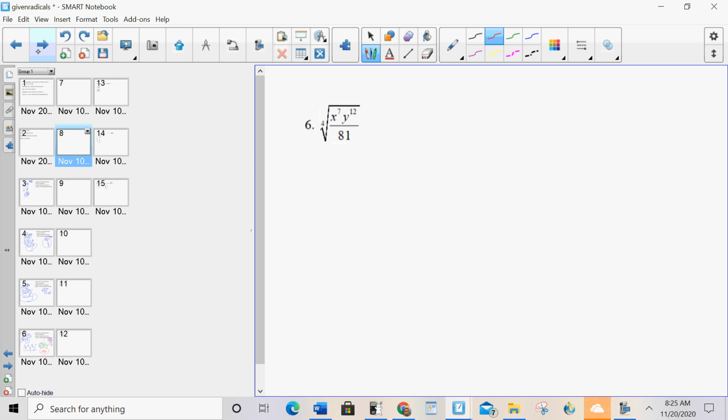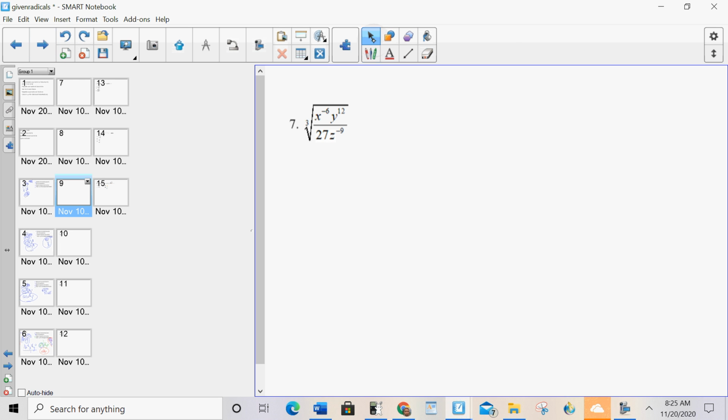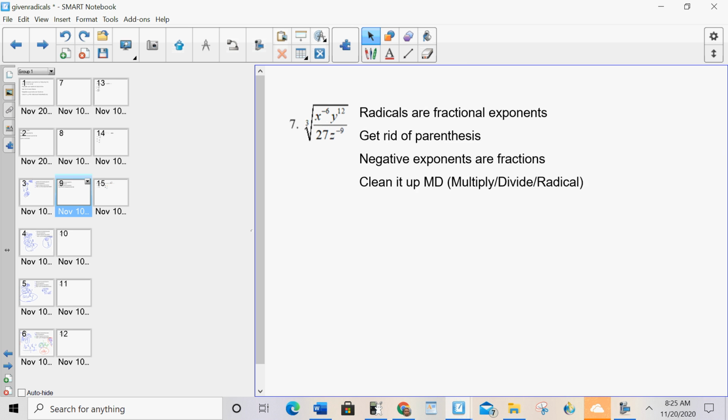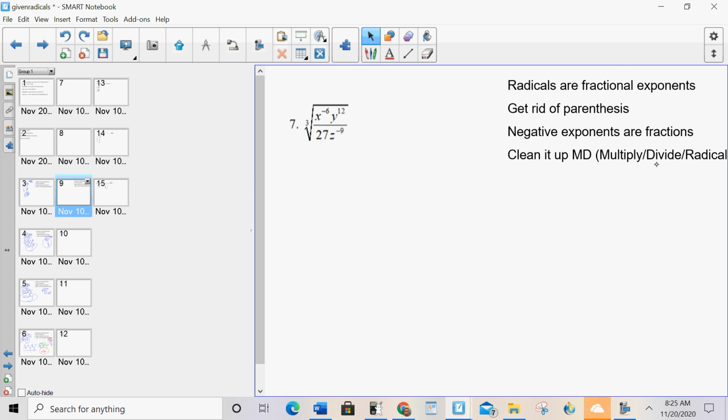Let's skip that one. Let's try number 7. Radicals are fractional exponents, so don't be afraid of the fraction. Whatever's inside the radical is going to go in parentheses.